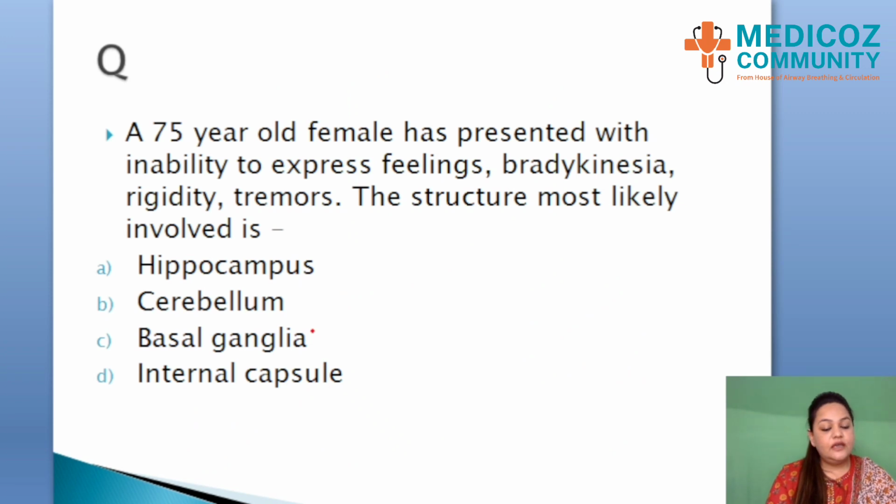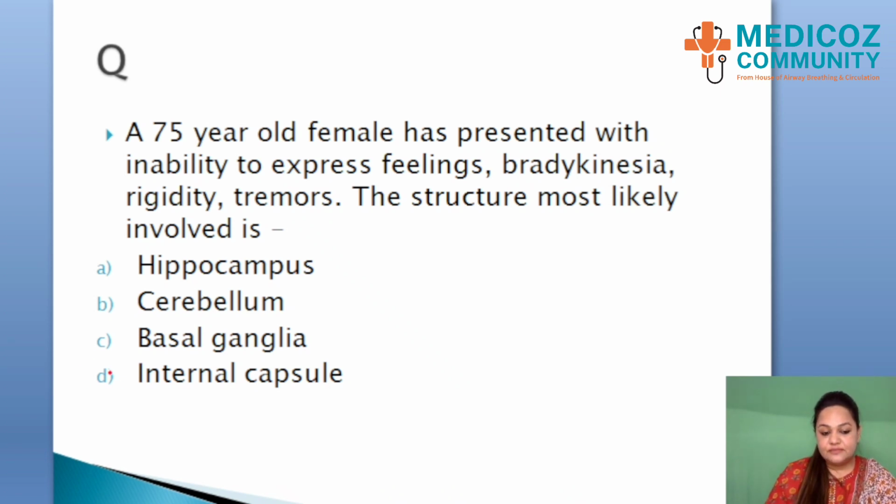Now we have another question here. A 75-year-old female has presented with inability to express feeling, which means mask-like face, bradykinesia or hypokinesia, which means inability to initiate and stop the movement here. Rigidity will be there, and the tremor is there. Okay, pill-rolling tremor might be there, and the rigidity, that is cogwheel and lead pipe rigidity, will be there. So we need to identify which structure is involved here.